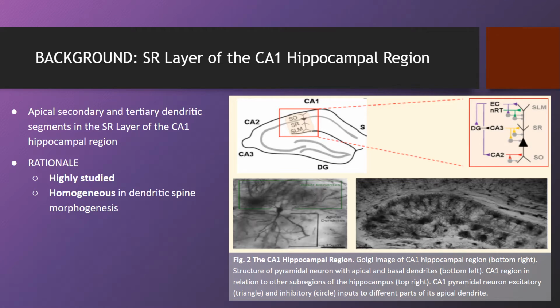Reasons for deciding on studying this demographic are twofold. First, the SR layer of CA1 pyramidal neurons has been highly studied, as opposed to other parts of the hippocampus, and so it is most logical to collect data here for comparison with other conditional knockout animals. Second, the area between a soma, which is the cell body, and primary dendritic branches are not homogeneous in regard to dendritic spine morphogenesis, thus making collected data in those regions largely unreliable.